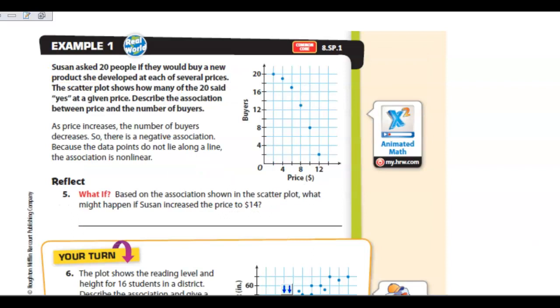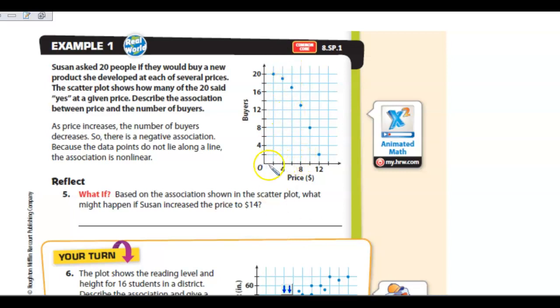So let's practice some. Example 1 says that Susan asked 20 people if they would buy a new product she developed at each of several prices. The scatter plot shows how many of the 20 said yes at a given price. Describe the association between the price and the number of buyers. So as the price increases, the number of buyers decreases.